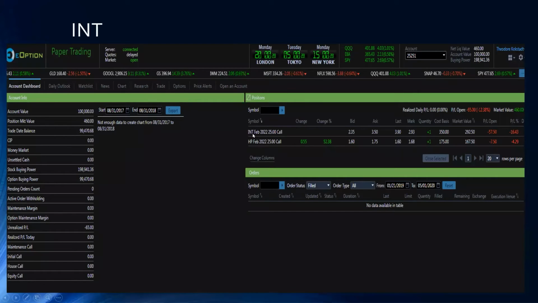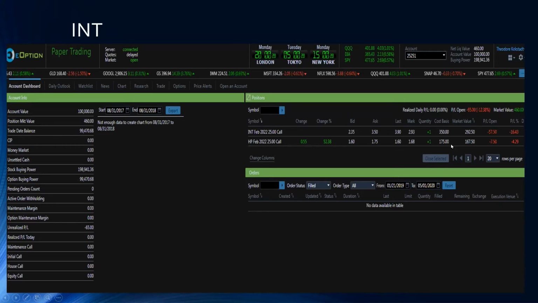Now we have our INT trade. So now, once again, you can see where the current bid and the ask is for this market. You can see where it traded last, which is also the same for your other options. You can see how they're moving. You can see the quantity, one contract, just like the other, and it has your cost basis.